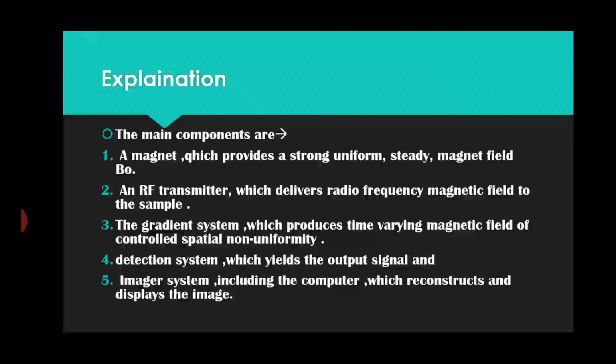The main components are a magnet, which provides a strong, uniform, steady magnetic field B0; an RF transmitter, which delivers a radio frequency magnetic field to the sample; the gradient system, which produces a time-varying magnetic field of a controlled spatial non-uniformity; the detection system, which yields the output signal; and the imager system, which includes the computer that reconstructs and displays the image. So these are the main components of the MRI system.